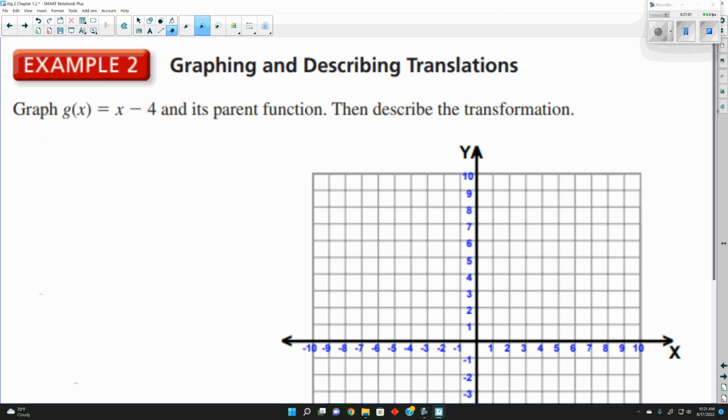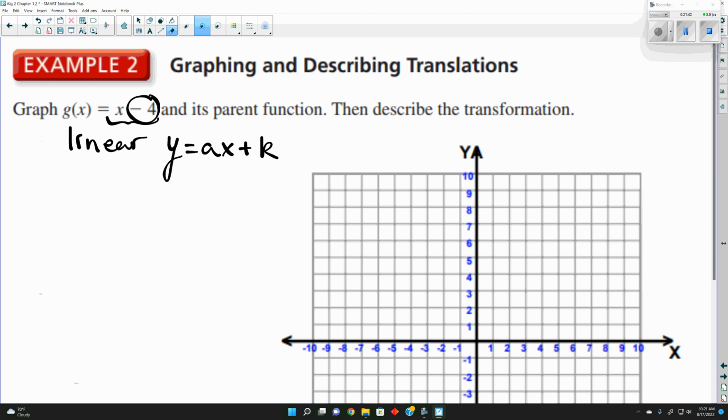But looking at this first function here, g of x equals x minus 4, which is the parent function? Linear. Because again, we do have an x, but its exponent is 1. We don't have any squares. So this would be a linear function. Now looking at this here, so we have x minus 4, yes? Now in the general case, I'll write it up here. y equals ax plus k.